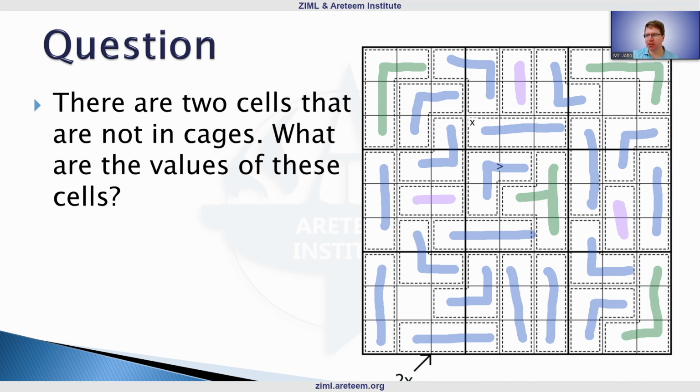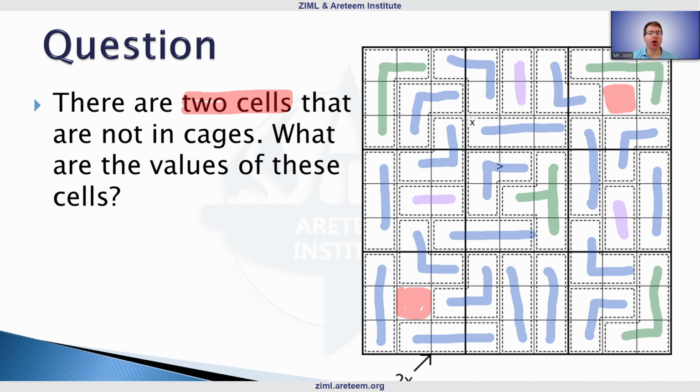Our question here is focused on the leftovers. So we have these 2 cells that are leftovers, one down here and one down here, that aren't in these cages that we have, and we want to determine the values of these cells.